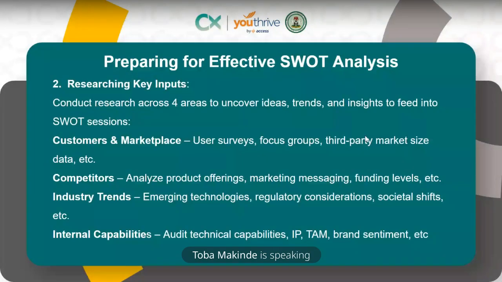Second approach, researching key inputs. Conduct research across 4 areas to uncover ideas, trends, and insights to feed into your SWOT session. We have the customer and marketplace: you run surveys and focus groups and use third-party market size data. You run your competitor analysis. You get your industry trends, and identify the internal capabilities, like an audit of your technical capabilities, your IP, your total addressable market, your brand sentiment, and all of that. Those are things that you use as well.